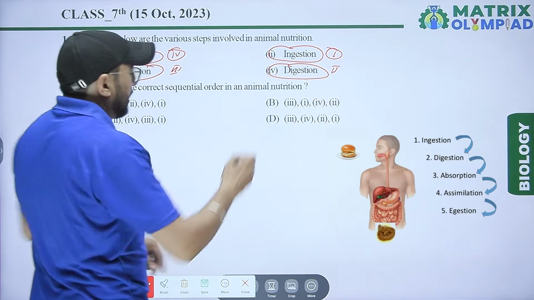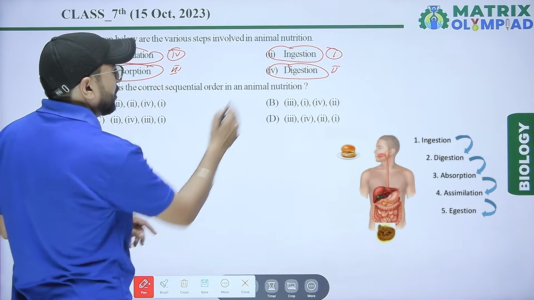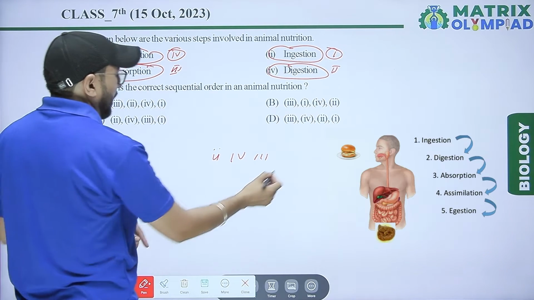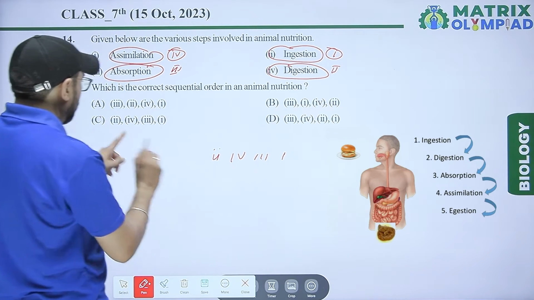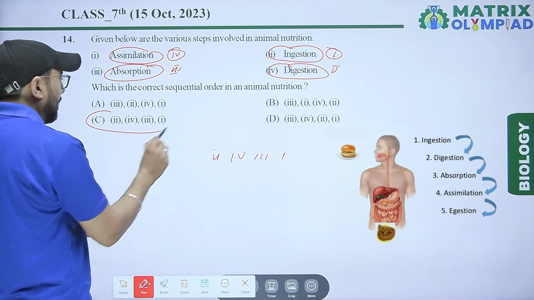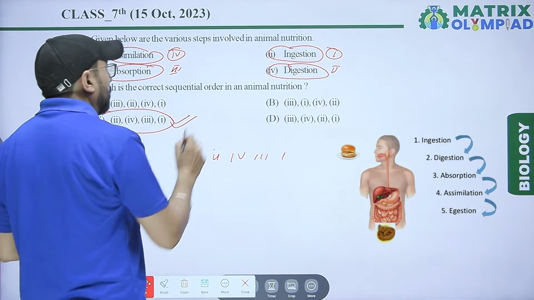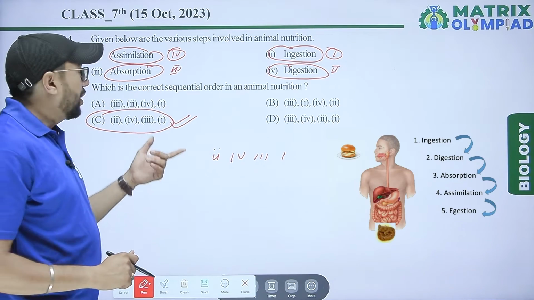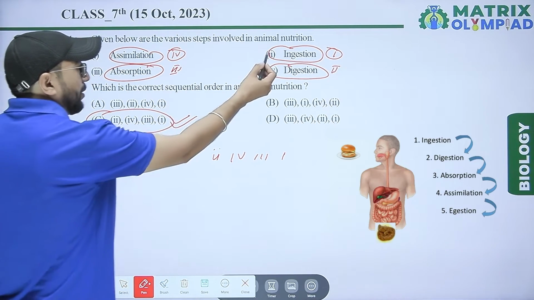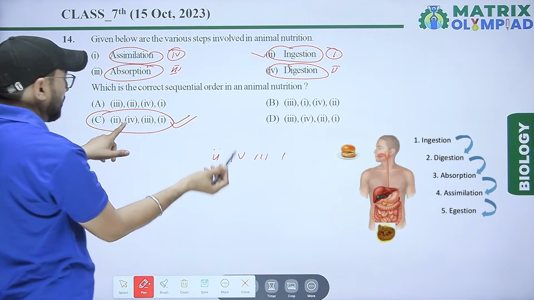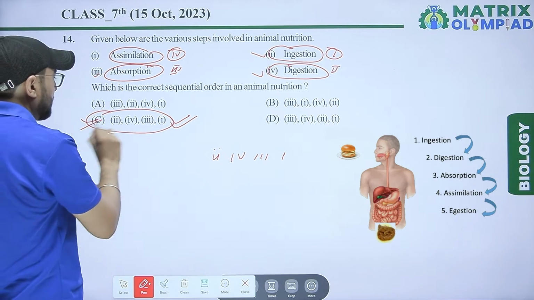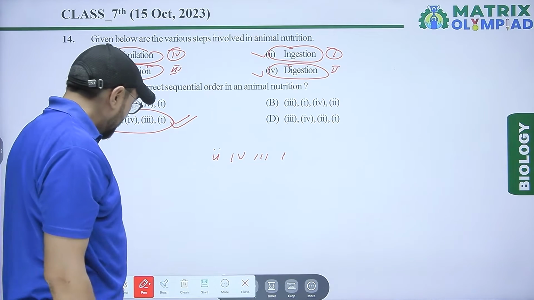So the sequence is second, fourth, third and first. Option C is the right answer for this question. According to the question, the sequence order is second, fourth, third and first. The right answer is option C. Next question.